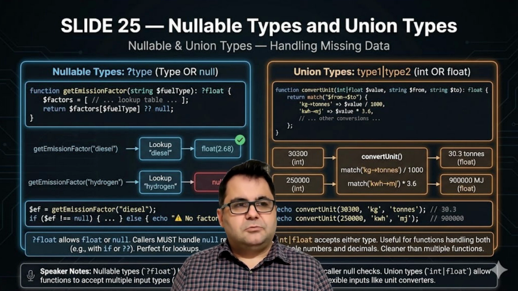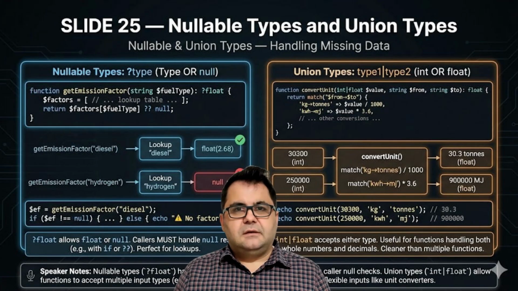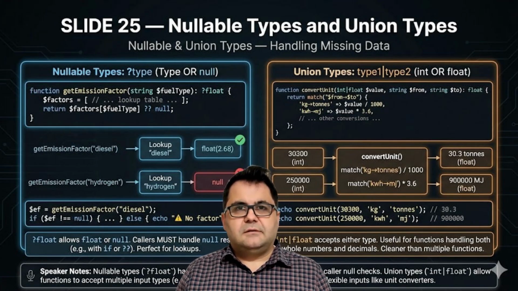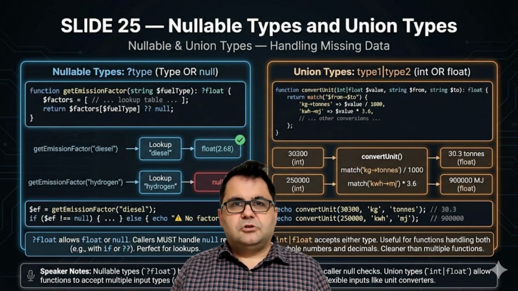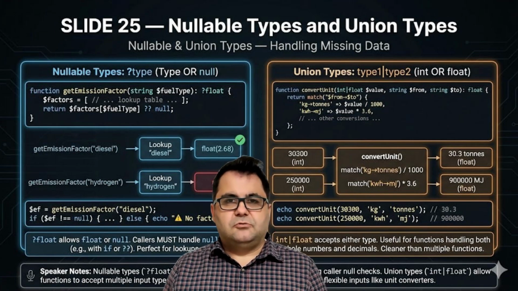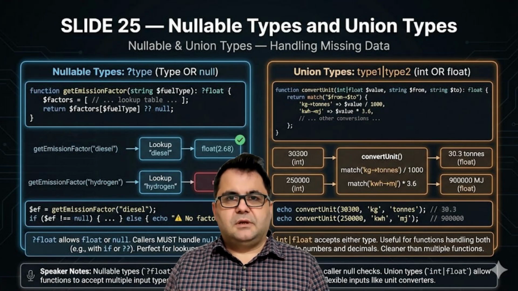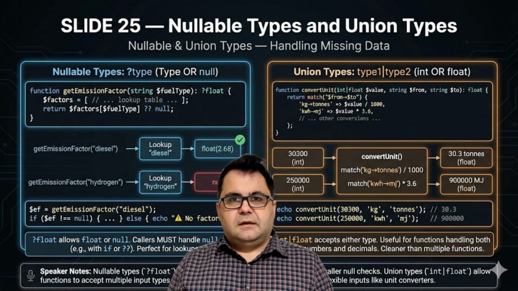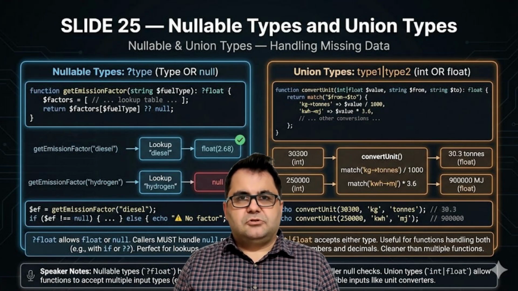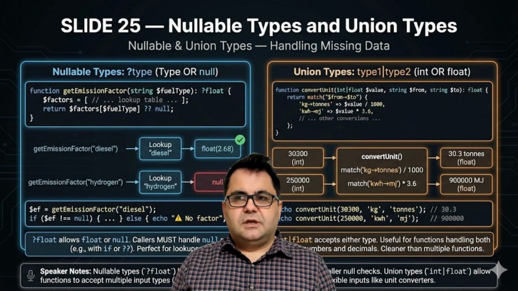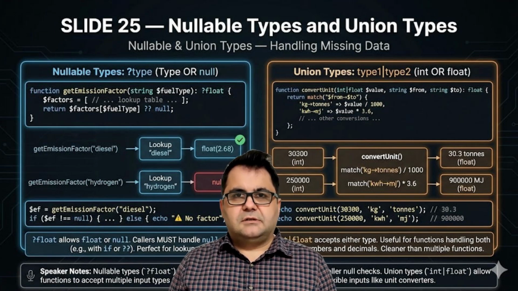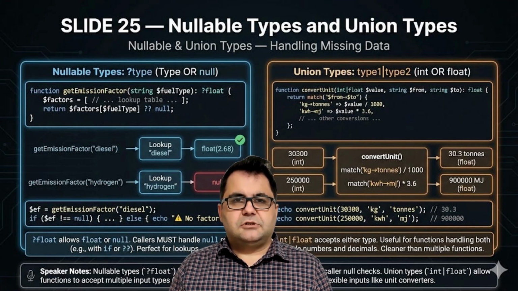The caller is then responsible for handling null. Union types, introduced in PHP 8, allow multiple types. Int|float accepts either integers or floats. This is useful for our unit converter where input might be a whole number or decimal. Notice the creative use of match with string concatenation for the conversion direction. "kg_to_tons" is expressive and easy to extend.